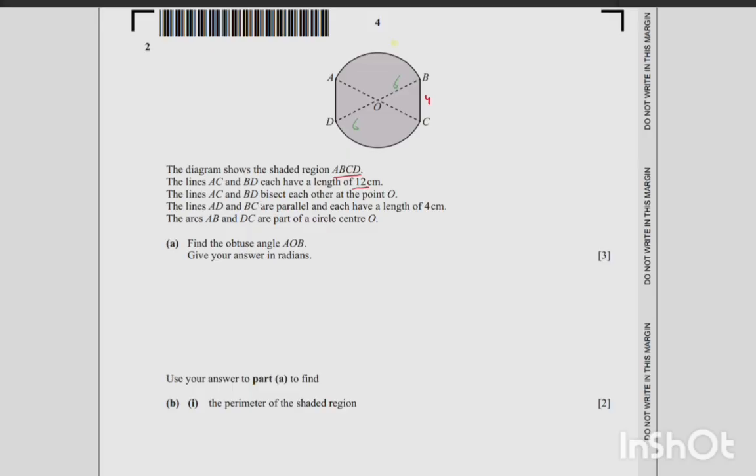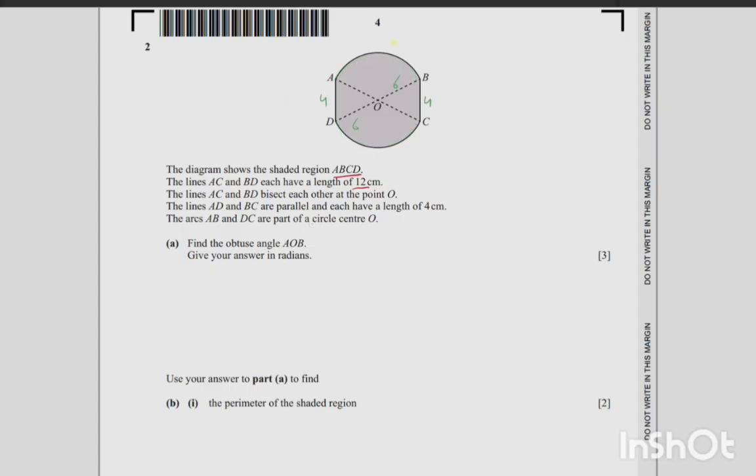The lines AC and BD bisect each other at the point, so these lines bisect each other. The lines AD and BC are parallel and each have a length of 4 centimeter, so this length BC and AD length is 4. This is 4 and this is 4. The arcs AB and DC are part of a circle with center O. So this is our arc length and this is also arc length. Okay, dear friends, now move forward.